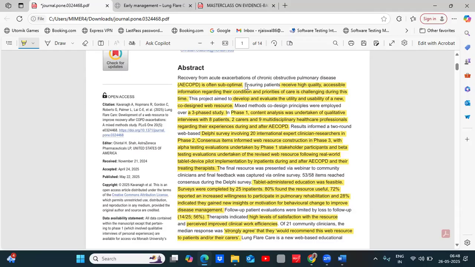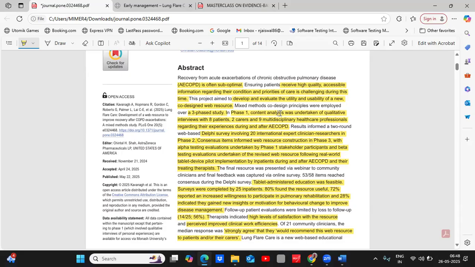So they wanted to develop a patient education resource which could give patients high quality information regarding their condition. The primary aim of this study was to develop and evaluate the utility and usability of a new co-designed web resource. So they didn't just develop it, they also tested whether this web resource is effective or not.